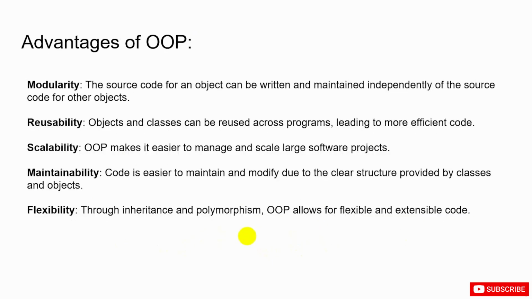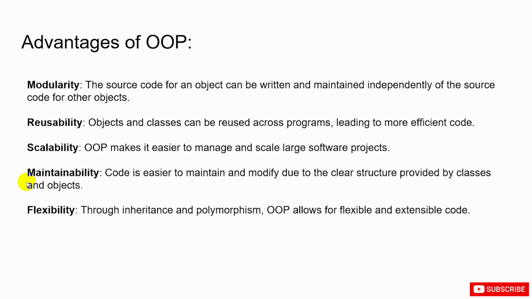Next, we'll explain the advantages of OOP, object-oriented programming. First, modularity. The source code for an object can be written and maintained independently of the source code for other objects. Second, reusability. Objects and classes can be used across programs, leading to more efficient code. Next, scalability. Object-oriented programming makes it easier to manage and scale large software projects.